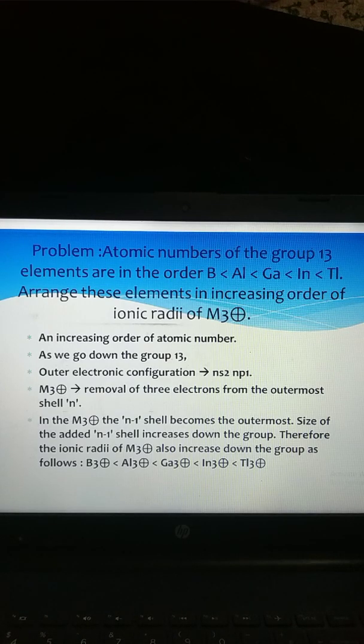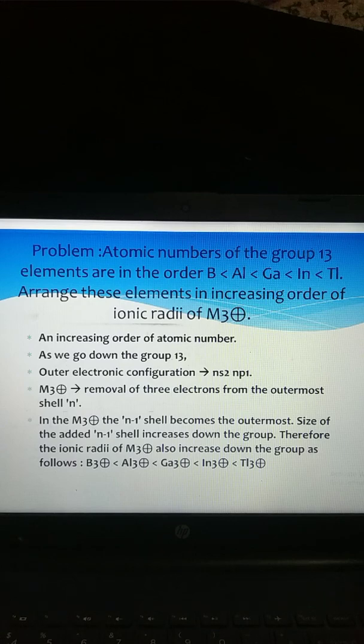Therefore, the ionic radii of M3+ also increase down the group. If the size goes on increasing, that means the ionic radius also goes on increasing as you go down the group. Therefore, the increasing order of ionic radii becomes B3+ less than Al3+, and Al3+ is less than gallium 3+, indium 3+, and thallium 3+. So this is the increasing order of ionic radii.